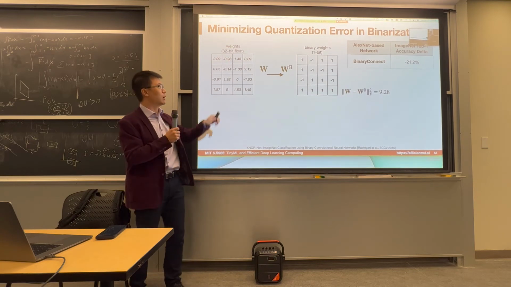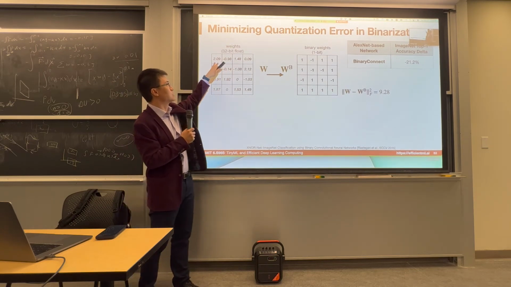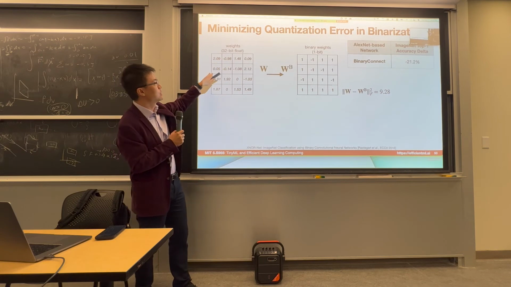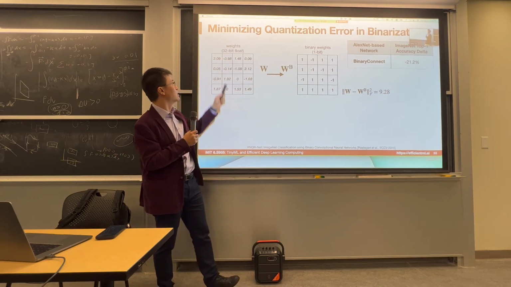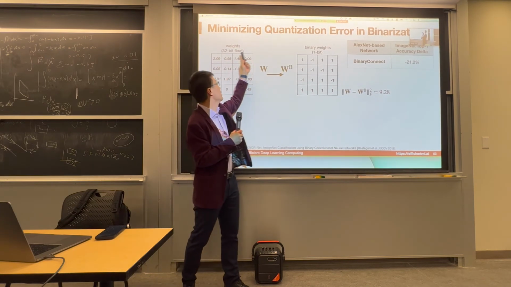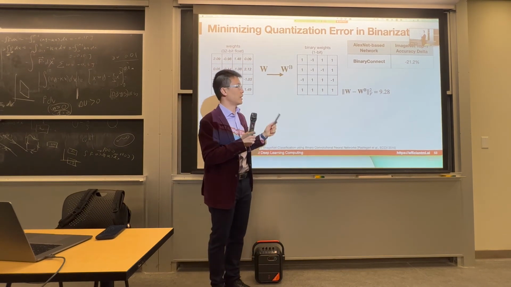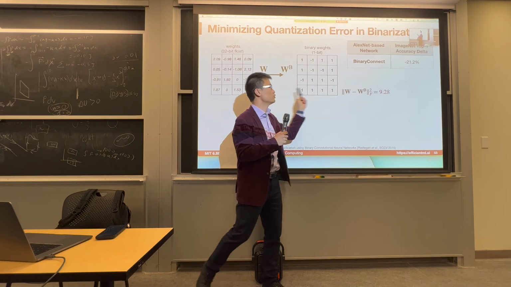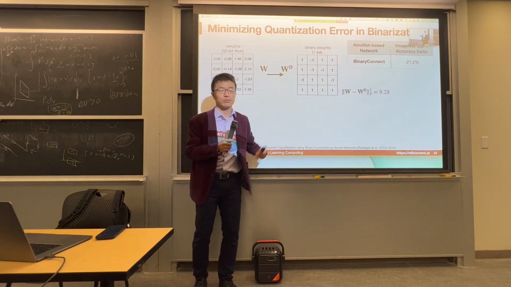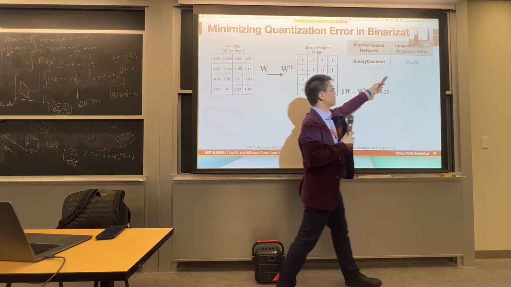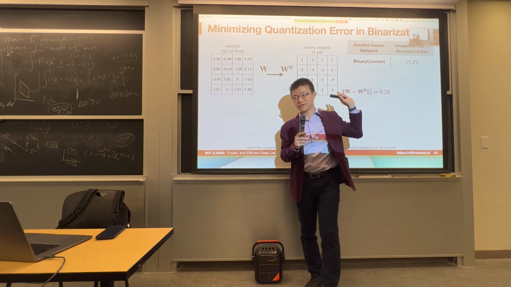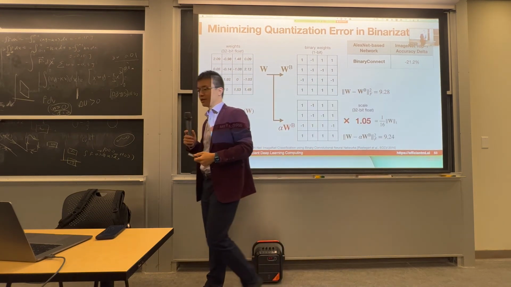Okay, so let's give a concrete example. So this is our familiar 4x4 matrix. If we binarize that, we can just look at the sign. If it is positive, then it's +1. Negative it is -1. Okay, so the distance between these 2 matrices is 0.28. So that's called binary connect. Actually, we lose a lot of accuracy. This is very simple, but we lose about 20% accuracy.